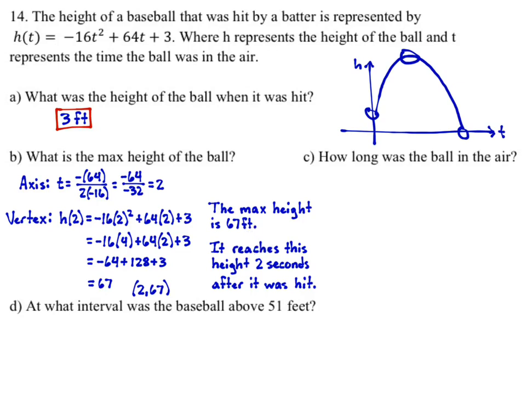Part C, it says, how long was the ball in the air? Well, how long was the ball in the air? It was in the air from here to there. So what are we finding here? We're finding the x-intercepts. How do I do that? I set the function equal to 0. So I'd say 0 equals negative 16t squared plus 64t plus 3.